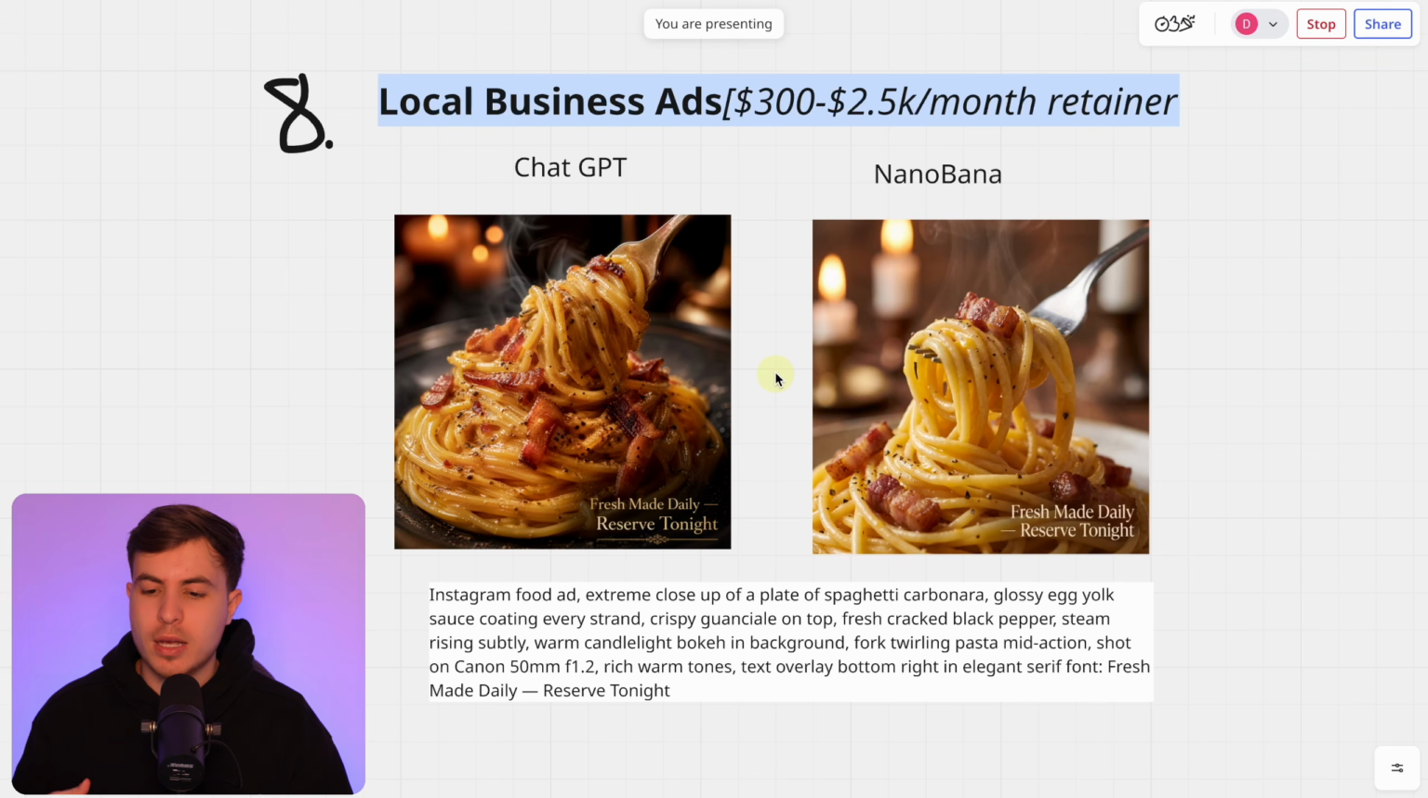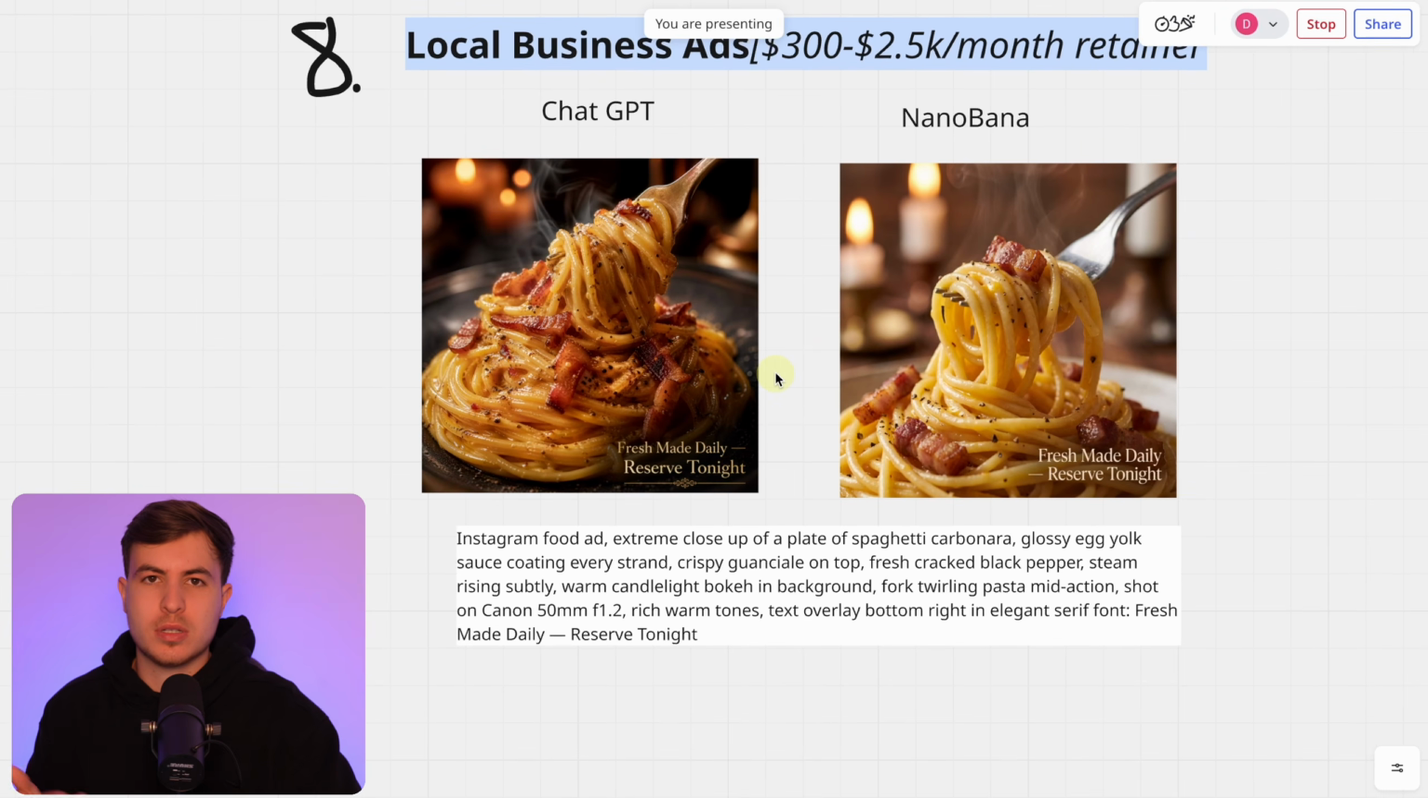Like I teach in my community, you run the ads and now you're showing up to people who are actually hungry with these images. Kind of a no-brainer here.